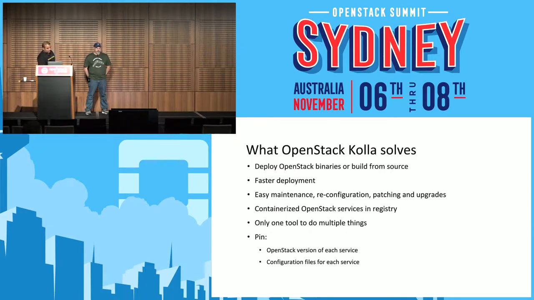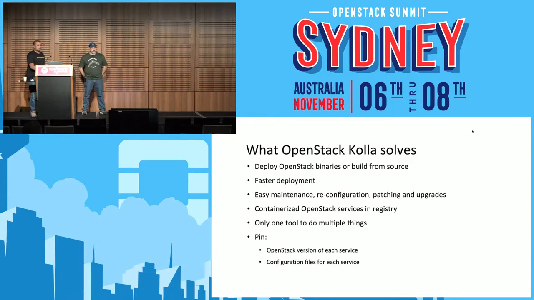One of the architectures in containerization is we get a registry where we push and pull images from. So once we have a working set of images, we can always save them away in a registry. And there's only one tool to do multiple things. This is the other thing I like about Kolla compared to the other installers I've used. It's a single tool or a single project to do multiple things like installation, reconfigure, upgrade, patching, and also downgrade. There's a way to downgrade to an older release.